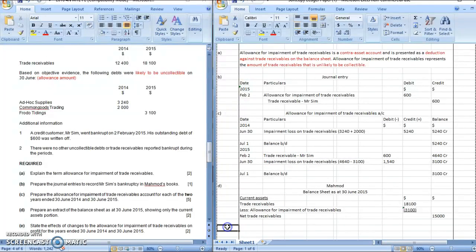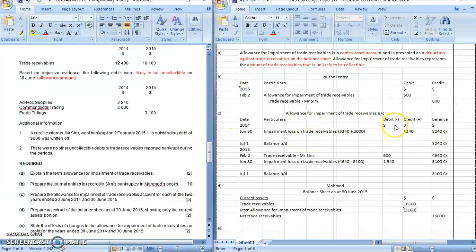Alright, having done that, we're going to do the last part, which is our part E, where the question asks to state the effect of changes to the allowance for impairment of trade receivables on your profit for the years ended 30th of June 2014 and 30th of June 2015. In other words, they're asking you to decide whether your profit increases or decreases, and by how much. How do we know? You go back to your allowance account.